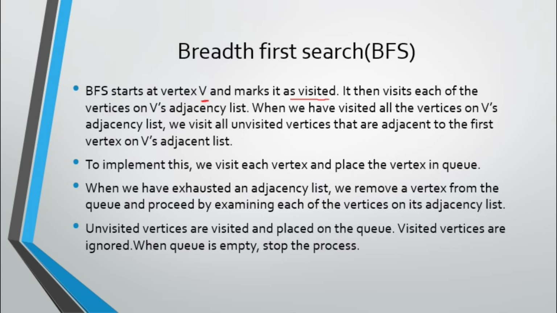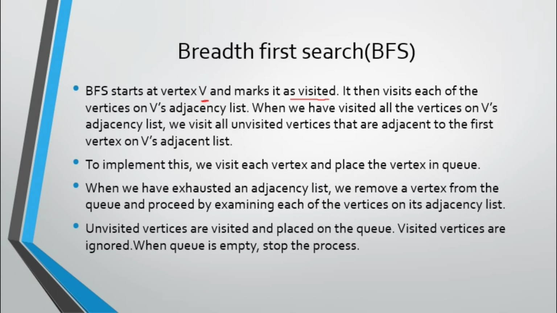As we have already told, that is the same thing, the theory also is telling. When we have exhausted an adjacency list, we remove a vertex from the queue and proceed by examining each of the vertices on its adjacency list. Unvisited vertices are visited and placed on the queue. Visited vertices are ignored. When the queue is empty, stop the process. This was a little long theory.